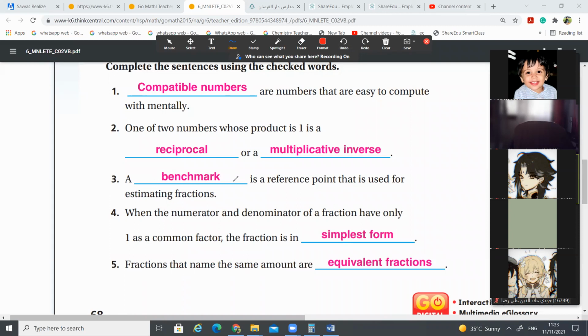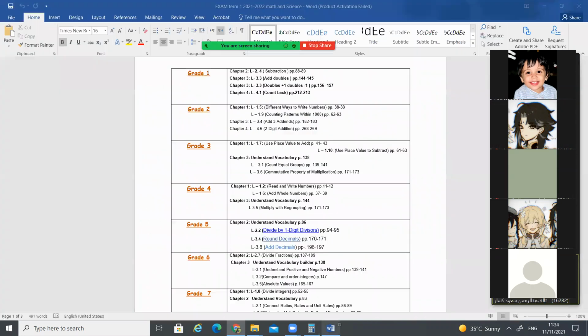A dash is a reference point. Now, this is page 68. I didn't really get it though. See, grade 6. Okay, leave this.